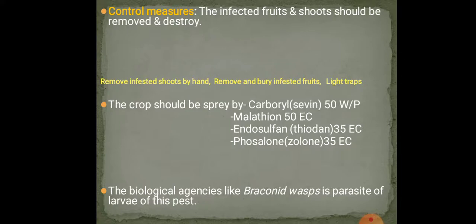Then control measures, how it is controlled. The infected fruit and shoot should be removed and destroyed. Remove infested shoots by hand, and bury infested fruit. Use a light trap.